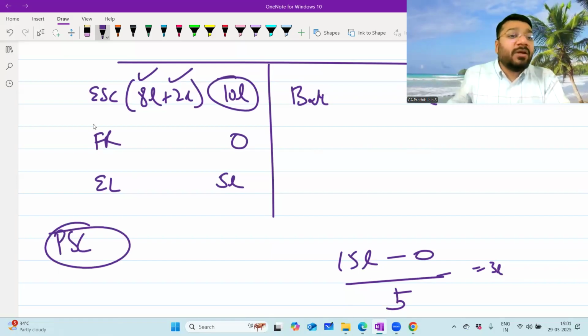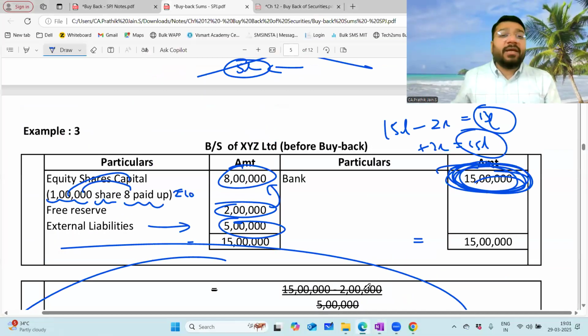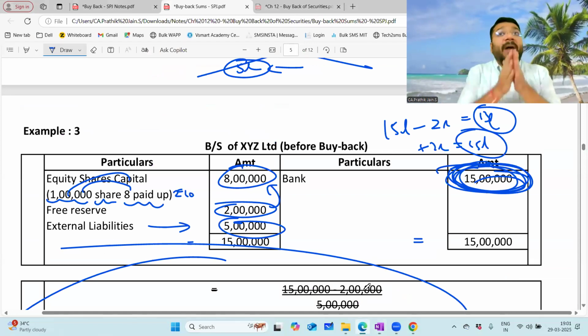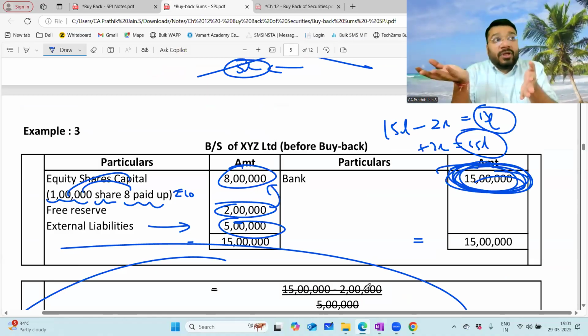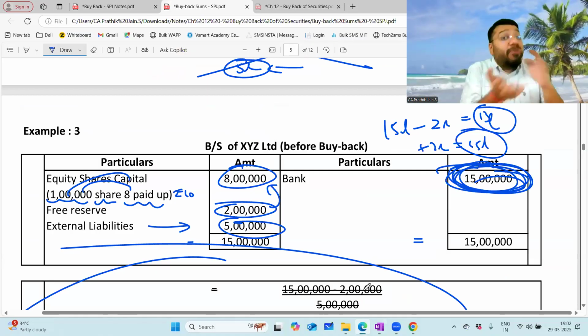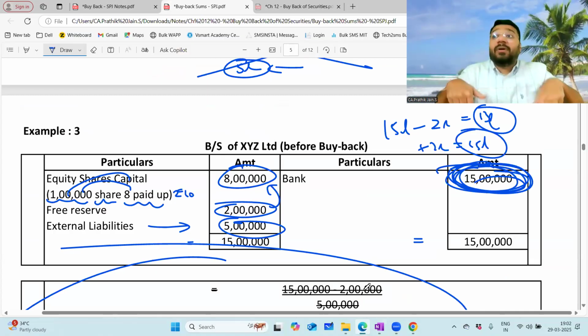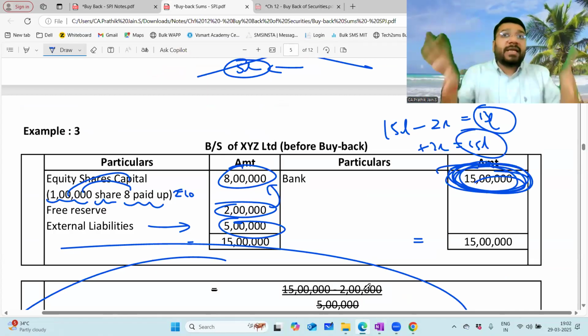How many shares? 20,000 into 10, which is 2 lakh shares to buy back. I've issued 2 lakh worth of preference share capital. Is the logic clear or not clear? Yes, sir. So what did we discuss now? We discussed saying that partly paid equity shares cannot be bought back. If it is partly paid, you have to make it fully paid. Now I have taught you why partly paid shares cannot be bought back. If you buy back the partly paid share, what is the consequence? Who will bear the consequences? That logic I gave you. That understanding I gave you.